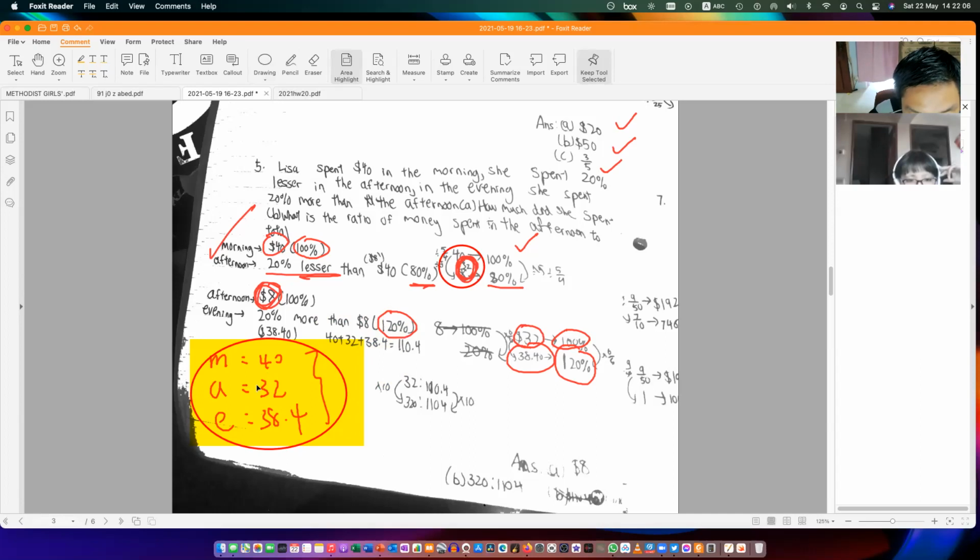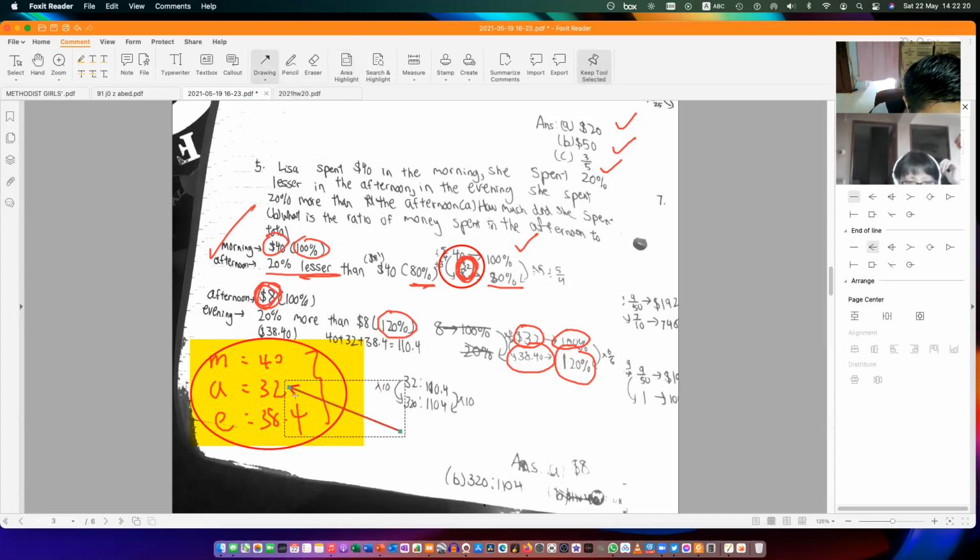The yellow one is a summary that you can help yourself. Then next, what the question asks is, what is the ratio of money spent in the afternoon? So I should pick which one. Afternoon is this. 32 is afternoon, right? Then they say the total. What's the total? Total is add up the three of them, right? Yeah.